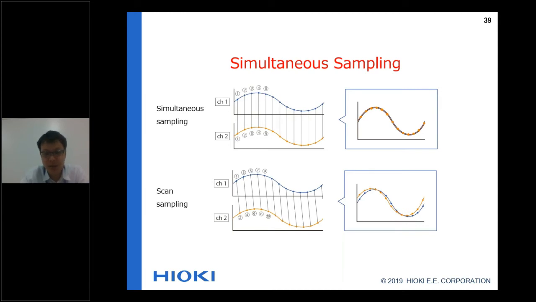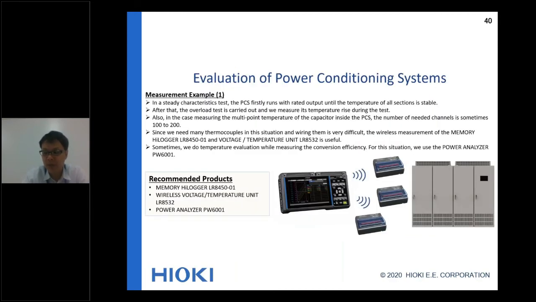Okay. From here, we will go to the next application. This application is evaluation of a power conditioning system, a PCS. Sometimes you need very good temperature measurement for a PCS, not like 10 or 20, but like 100 or 200 points. In that case, we have a new product for temperature measurement, the LR8450, just launched this year.